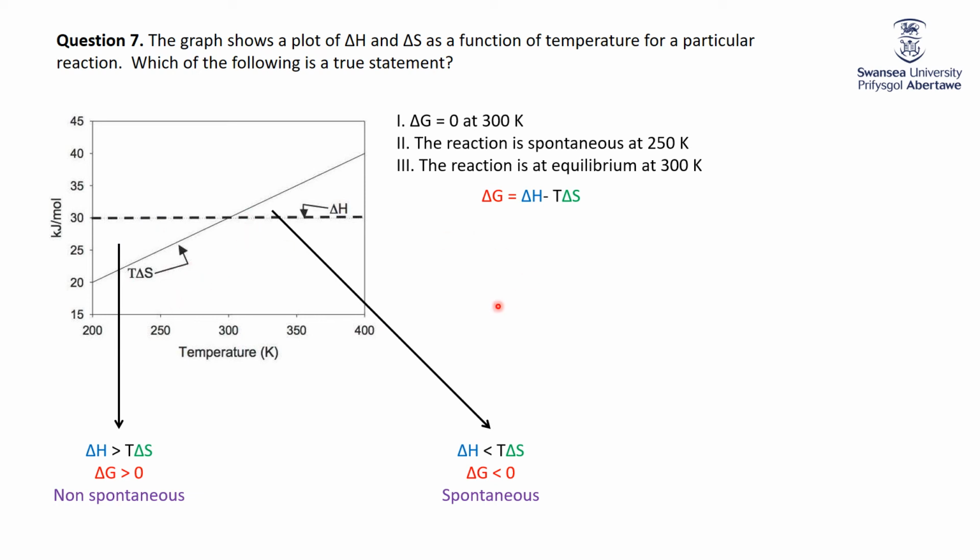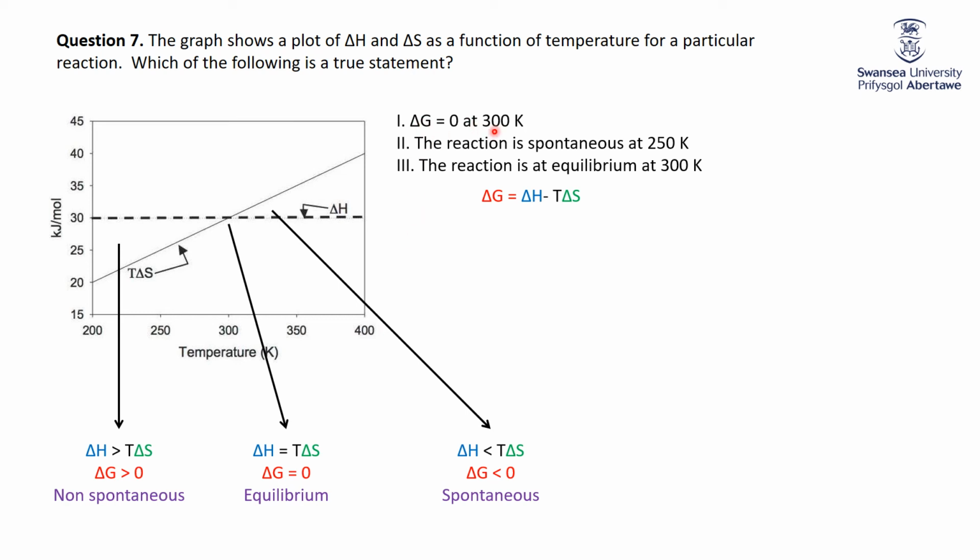Now, the point, of course, at which it goes from non-spontaneous to spontaneous is going to be right there, where delta H equals T delta S. Okay, if delta H equals T delta S, then delta G is going to be 0. And if delta G is 0, there's nothing happening in either direction, so we are at equilibrium. I should, of course, say there's the same thing happening in both directions, at the same rate, so it looks like nothing is happening.